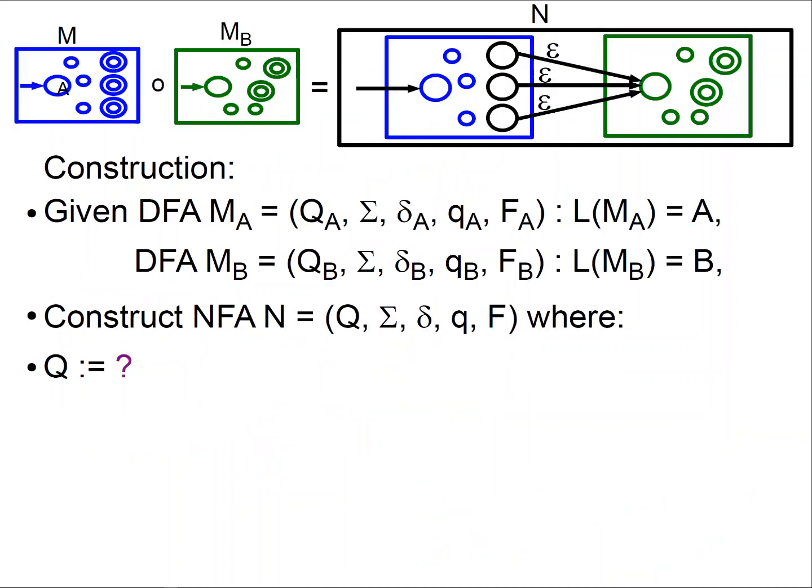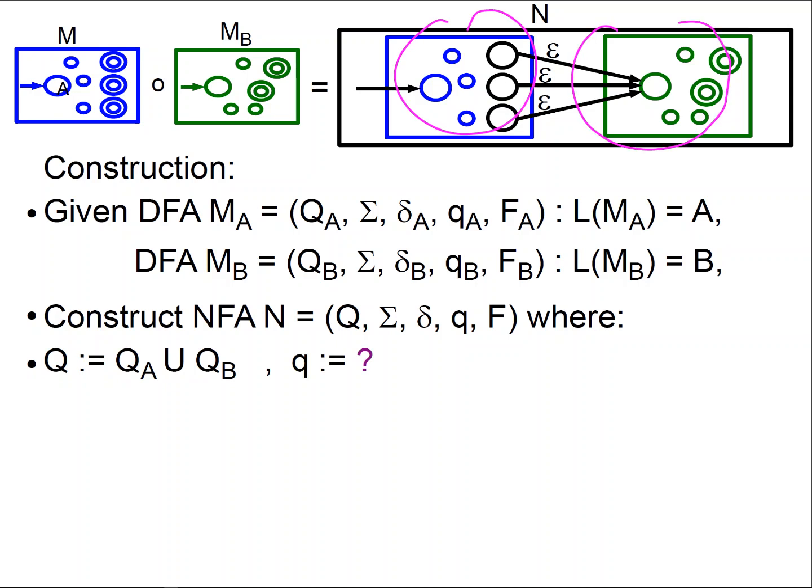Here is the formal construction. I'm given these two DFAs, and I'm going to construct an NFA. What is Q? It is the union of QA and QB, because I have both sets of states.